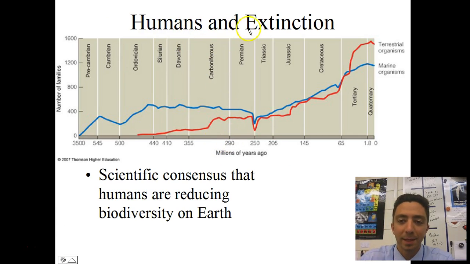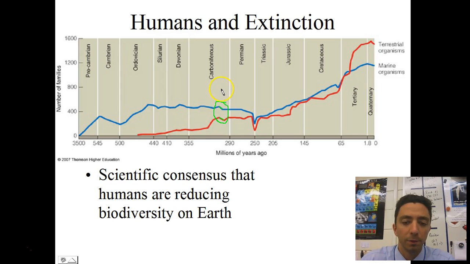So humans and extinction, what's the cause or the correlation, if there is any, between humans and the extinction we're seeing? Throughout time, these lines, the blue one represents marine organisms, the red one terrestrial. Throughout time, you can see the number of families, all right? This will correspond nicely to the number of species. And you can see generally the trend is an upwards trend, but at certain spots we see some dips. Like we've got a nice little dip right here where we had this negative slope.